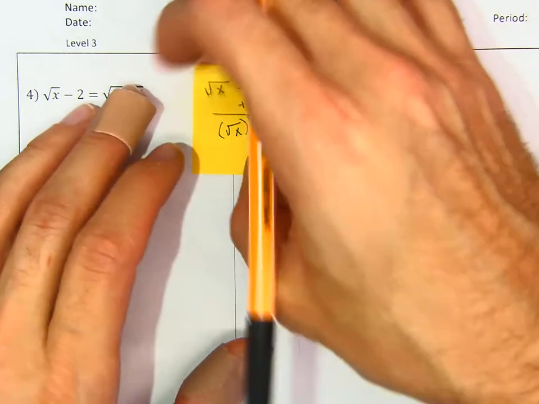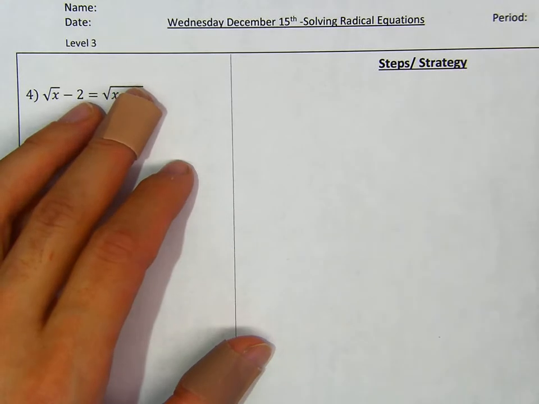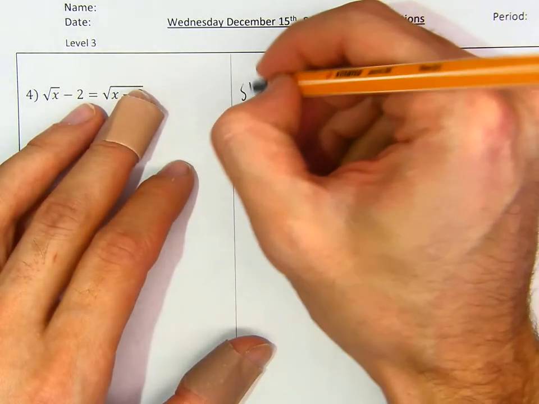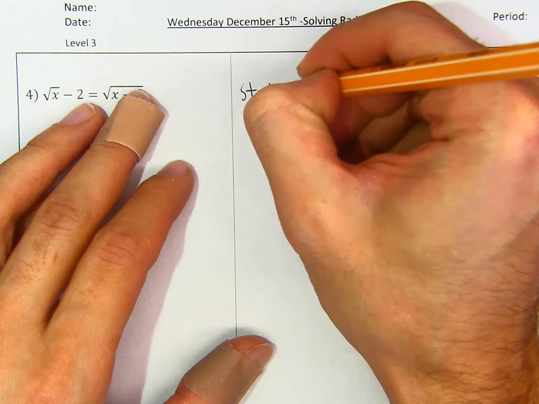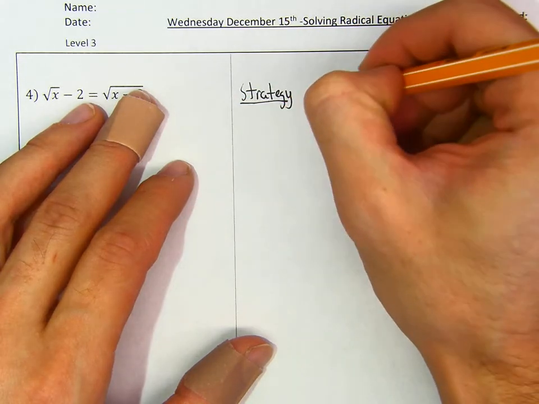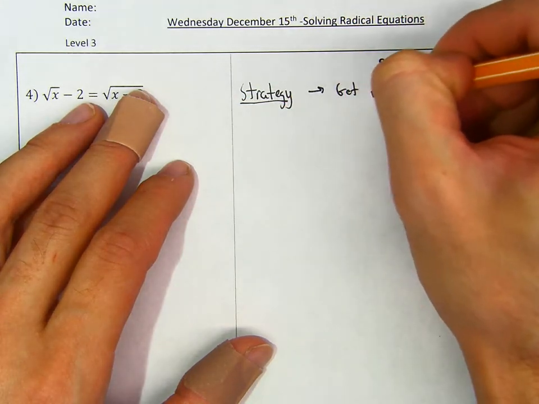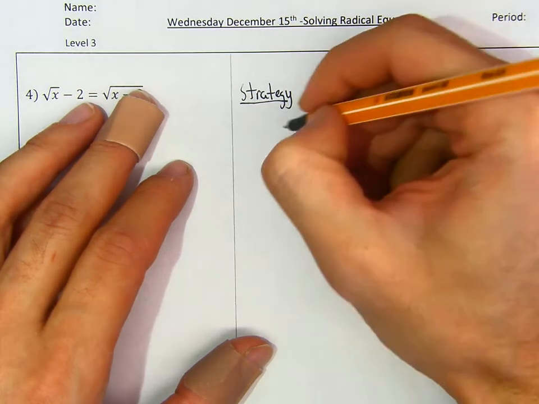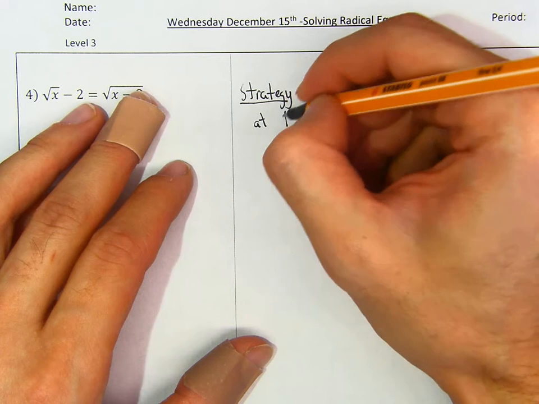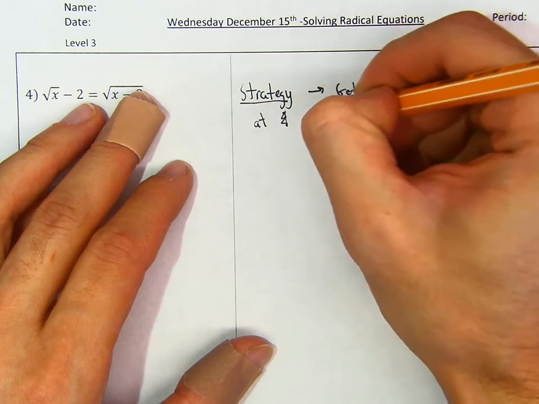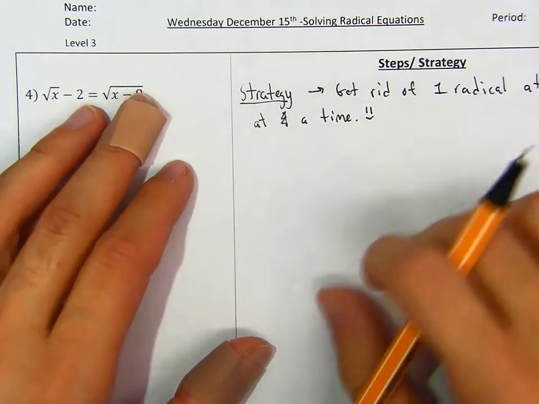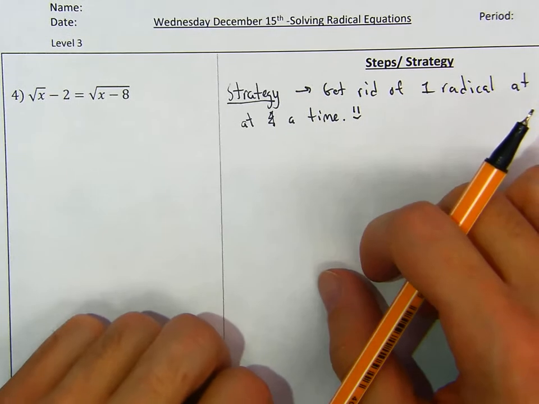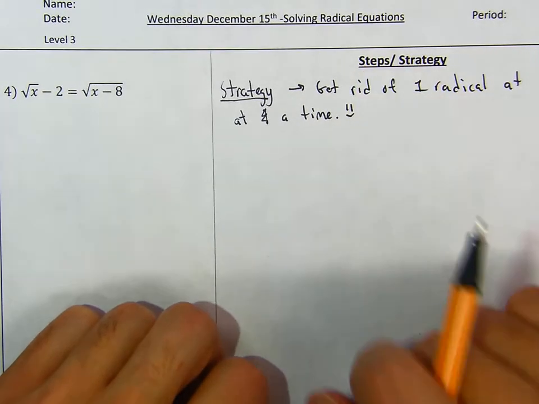So the strategy for this one will be: get rid of one radical at a time. Okay, we got this. This question will not be that bad. Here we're going to get rid of one radical at a time.